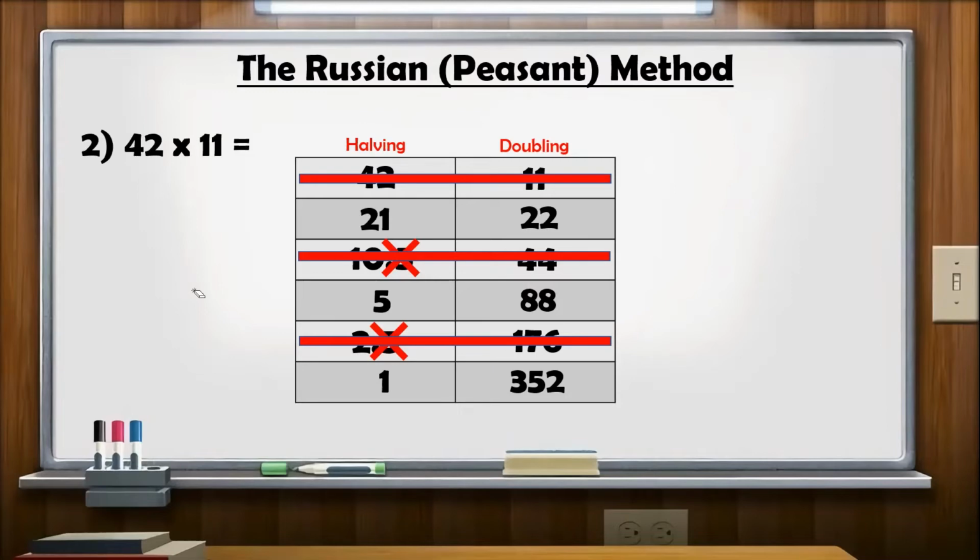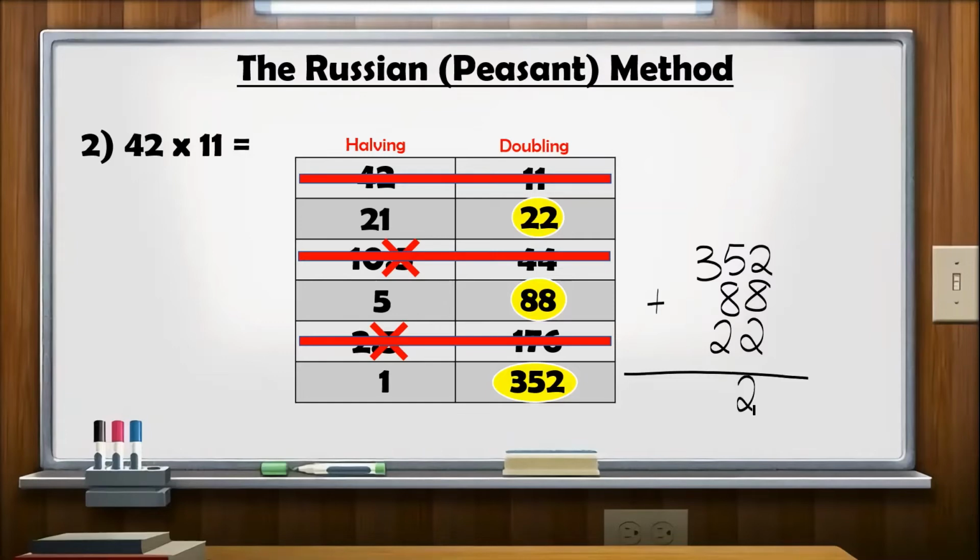Now, in order to get my final answer, I'm going to add the numbers which remain in my right hand column. So these numbers are 22, 88 and 352. So I'm going to use column addition. 352 plus 88 plus 22.